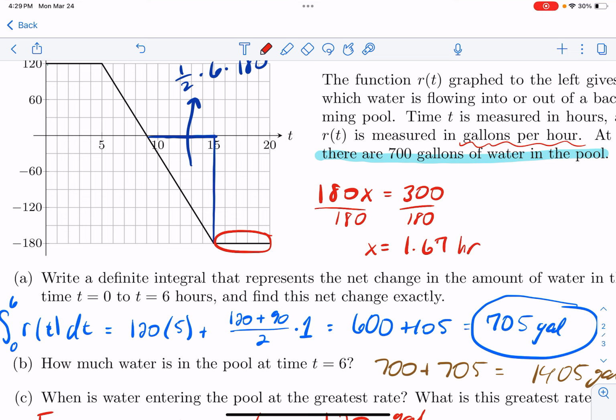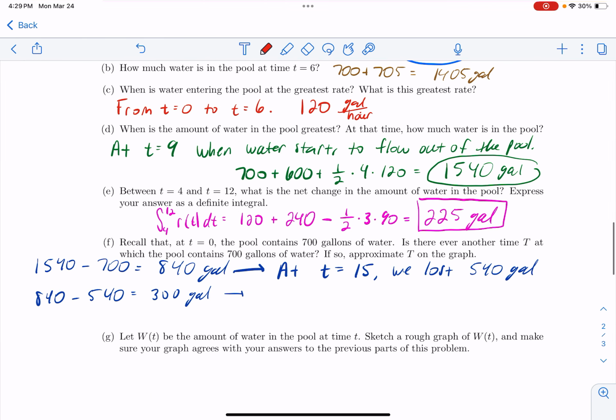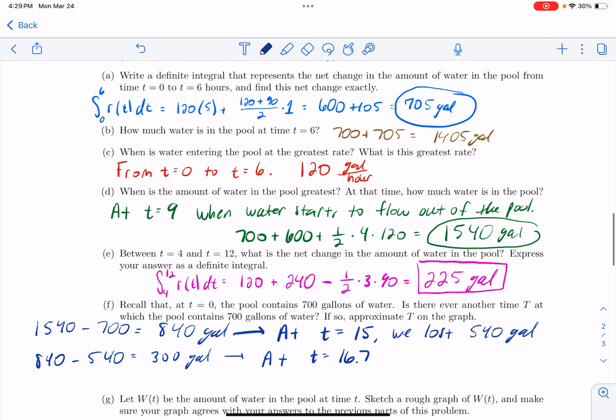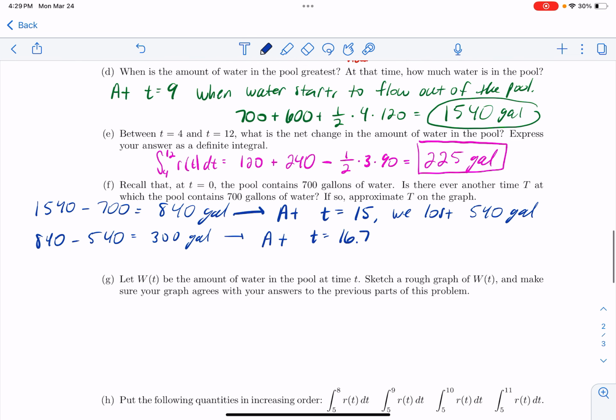Okay, so that means 1.67 hours after time t equals 15, we've lost 300 gallons. So therefore, at t equals 16.67, because 15 plus 1.67, we lost 840 gallons. So there is our answer right there.